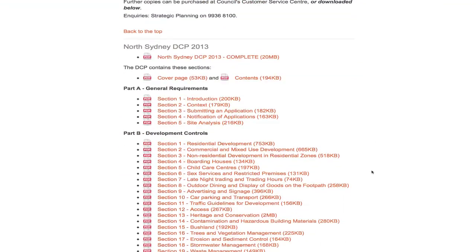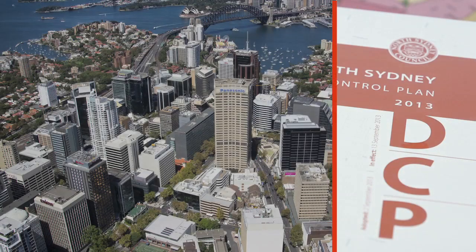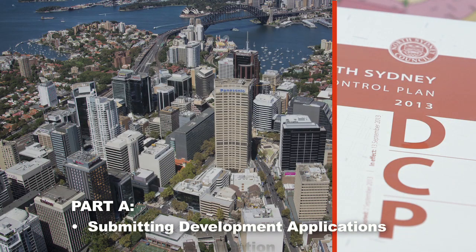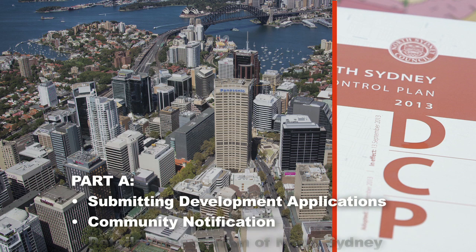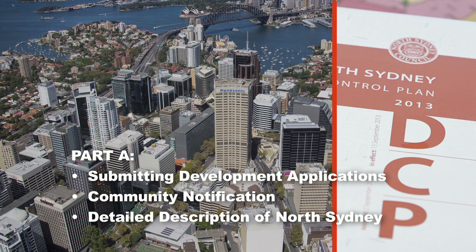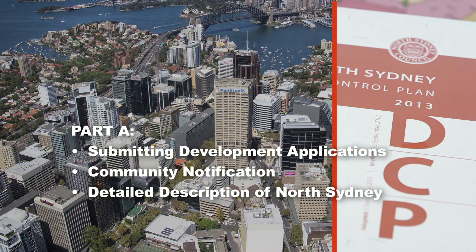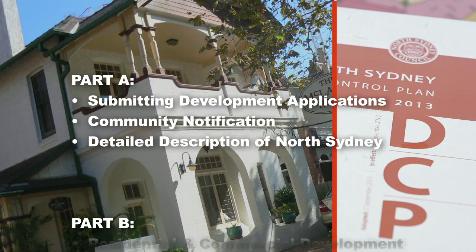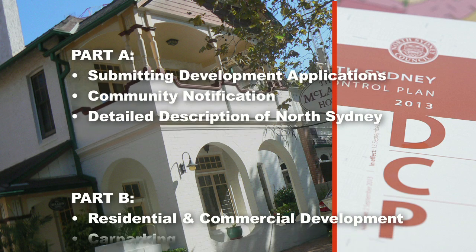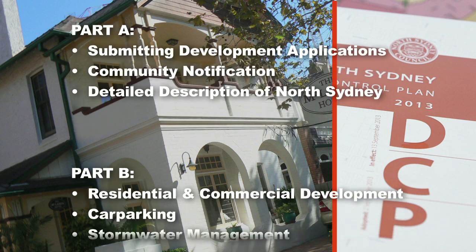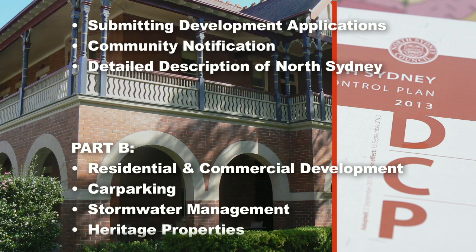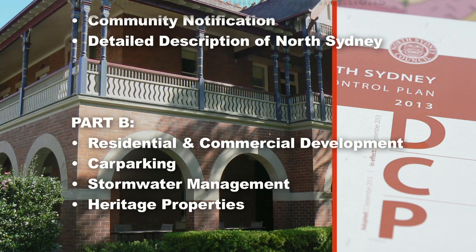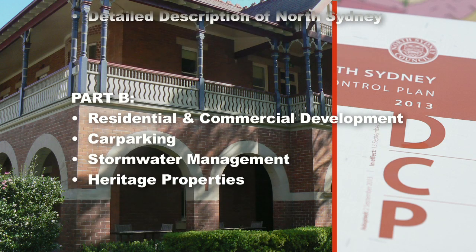assessing a development application. Part A of the DCP includes information on how to submit a development application, how the community will be notified of development applications, and also a detailed description of North Sydney. Part B provides specific guidance for a range of development types and issues, including residential and commercial development, car parking, stormwater management, and heritage properties.